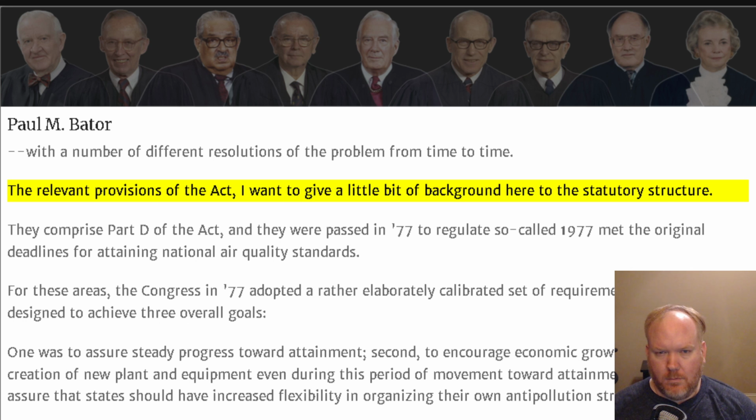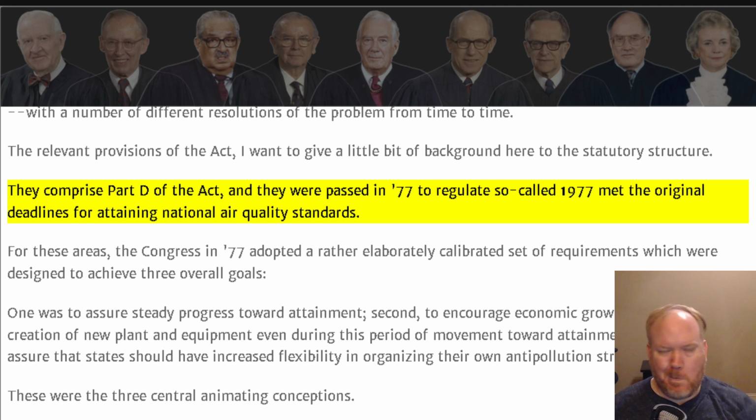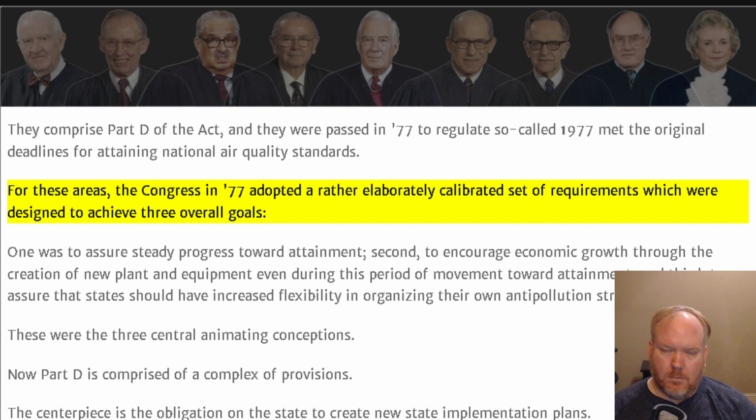The relevant provisions of the Act, I want to give a little bit of background here to the statutory structure. They comprise Part D of the Act, and they were passed in 1977 to regulate so-called non-attainment areas, those areas of the country that had not in 1977 met the original deadlines for attaining national air quality standards. And for these areas, the Congress in 1977 adopted a rather elaborately calibrated set of requirements which were designed to achieve three overall goals.